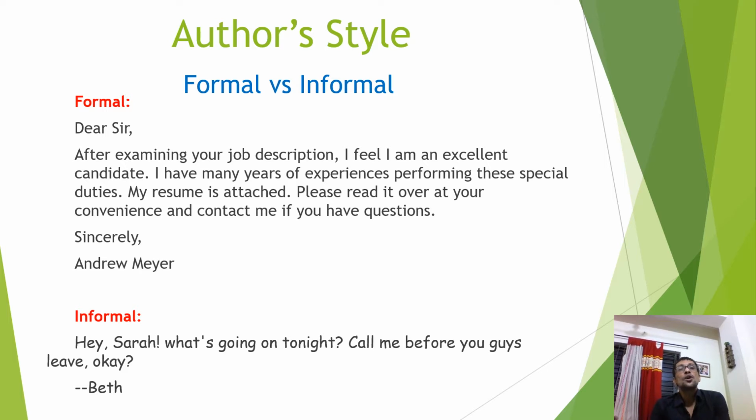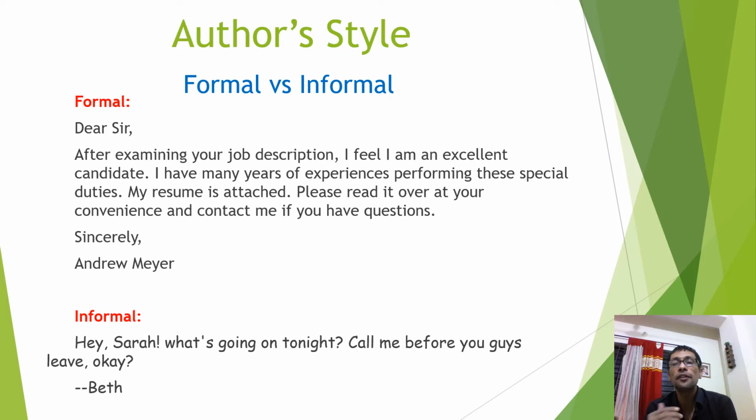So let's now have a look at author style. There are basically two types of styles the author has to follow in writing his or her own arguments. They can be divided into two sections, formal and informal. What is formal style? This is an example of formal writing, a formal letter actually. Dear sir, after examining your job description, I feel I'm an excellent candidate. I have many years of experience performing these special duties. My resume is attached. Please read it at your own convenience, and contact me if you have questions. Sincerely, Andrew Meyer. This is a very important part of formal writing.